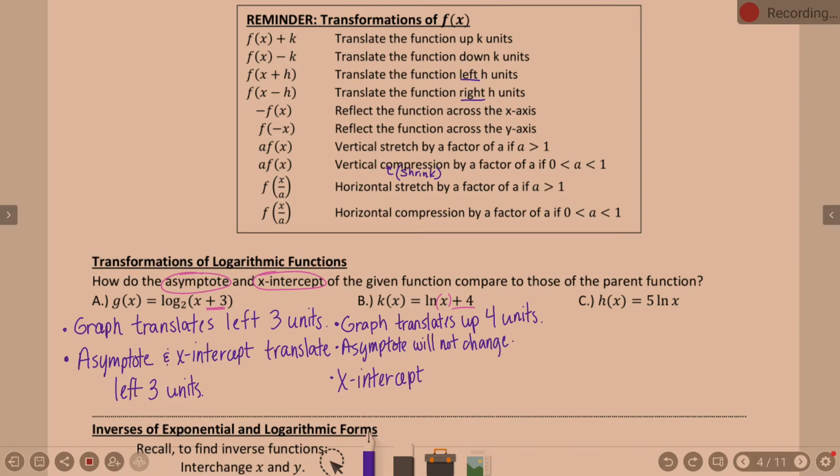X-intercept will change. I'm struggling with remembering how they asked that in the homework. Is it just does it change or not? Or is there something more specific? And I don't remember.